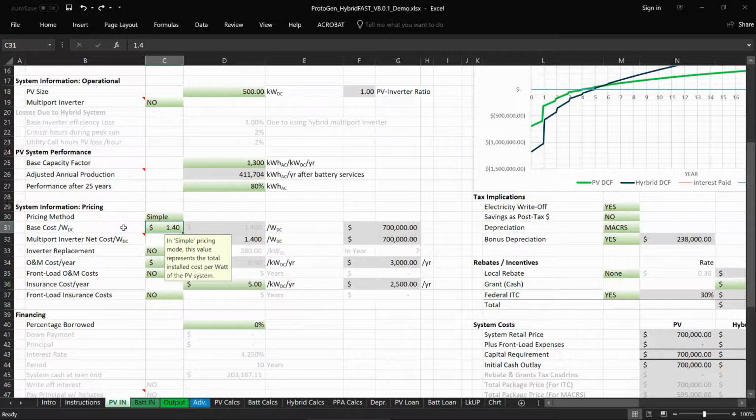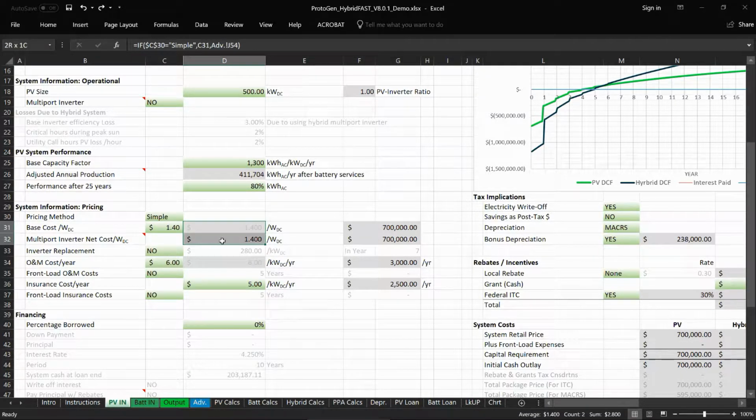These gray cells have to do with the functionality of the advanced tabs and how the calculations work in the background, and you can look at the formula bar. But generally, if it's gray, you can just ignore it, or it's an informational note. So right here, this cell is telling you that's your total system price. $1.40 per watt times 500 kilowatts equals $700,000.